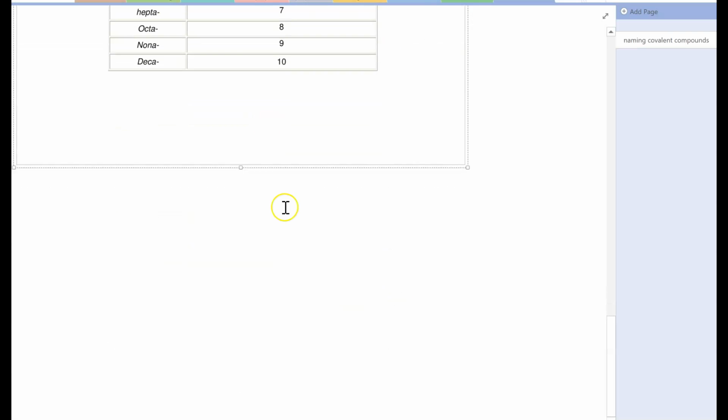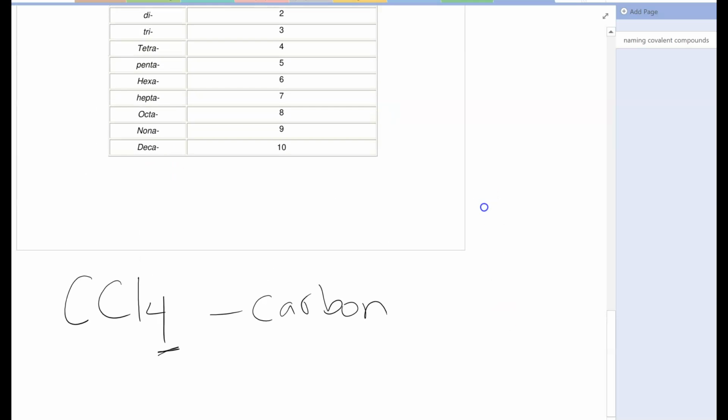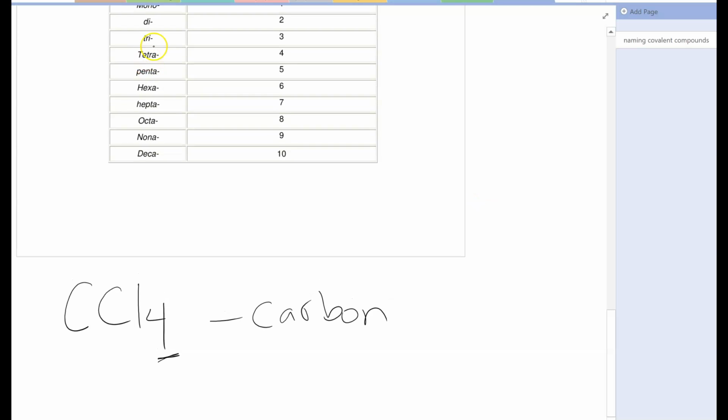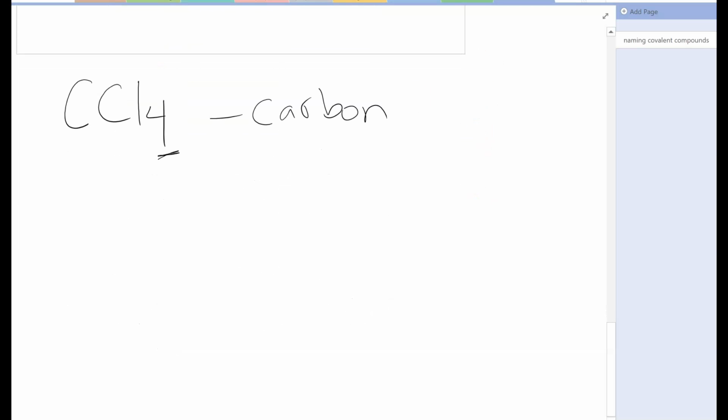So let's do some practice of these. All right, let's see. If we had, let's say, CCl4, how would we name this? So the first one is carbon, and carbon stays as carbon, and we don't say monocarbon. And we have 4, so go back to the table if you don't remember what 4 is, but 4 is tetra, and you just say tetrachloride. So the chlorine still gets the ide ending, and that's really all you're doing.